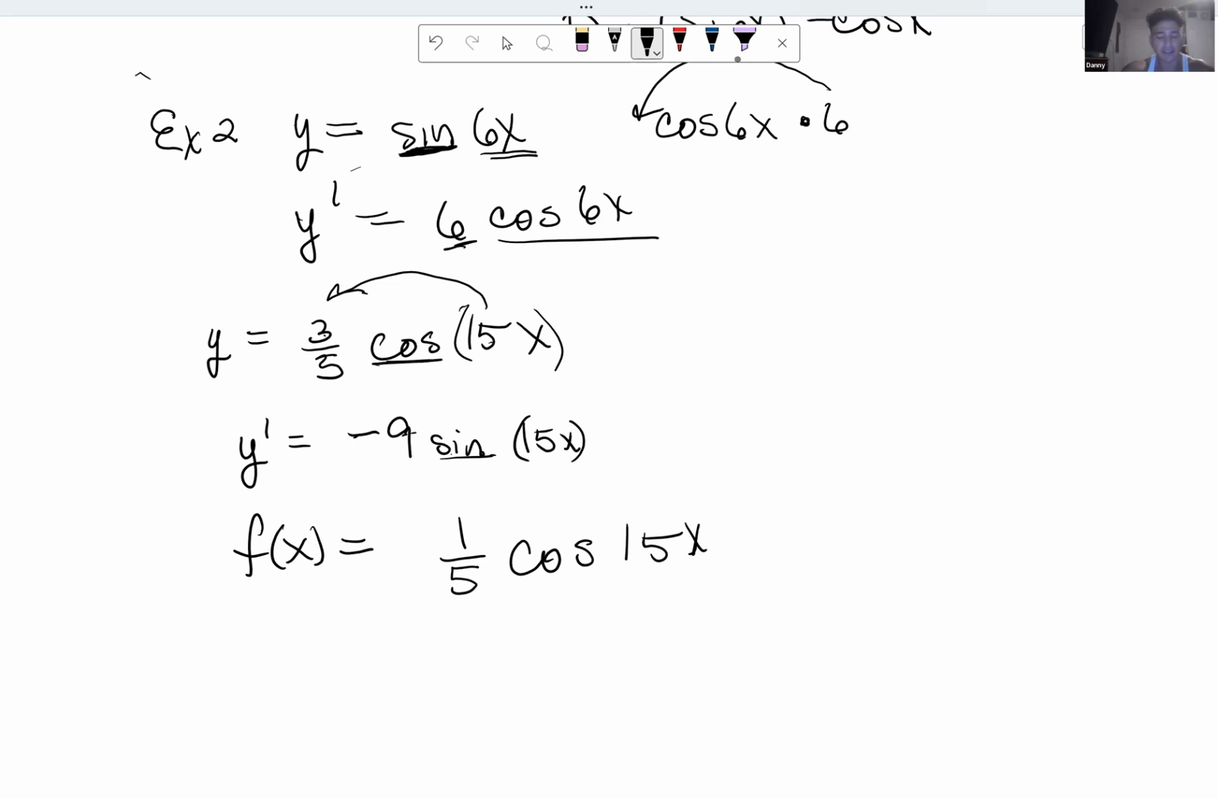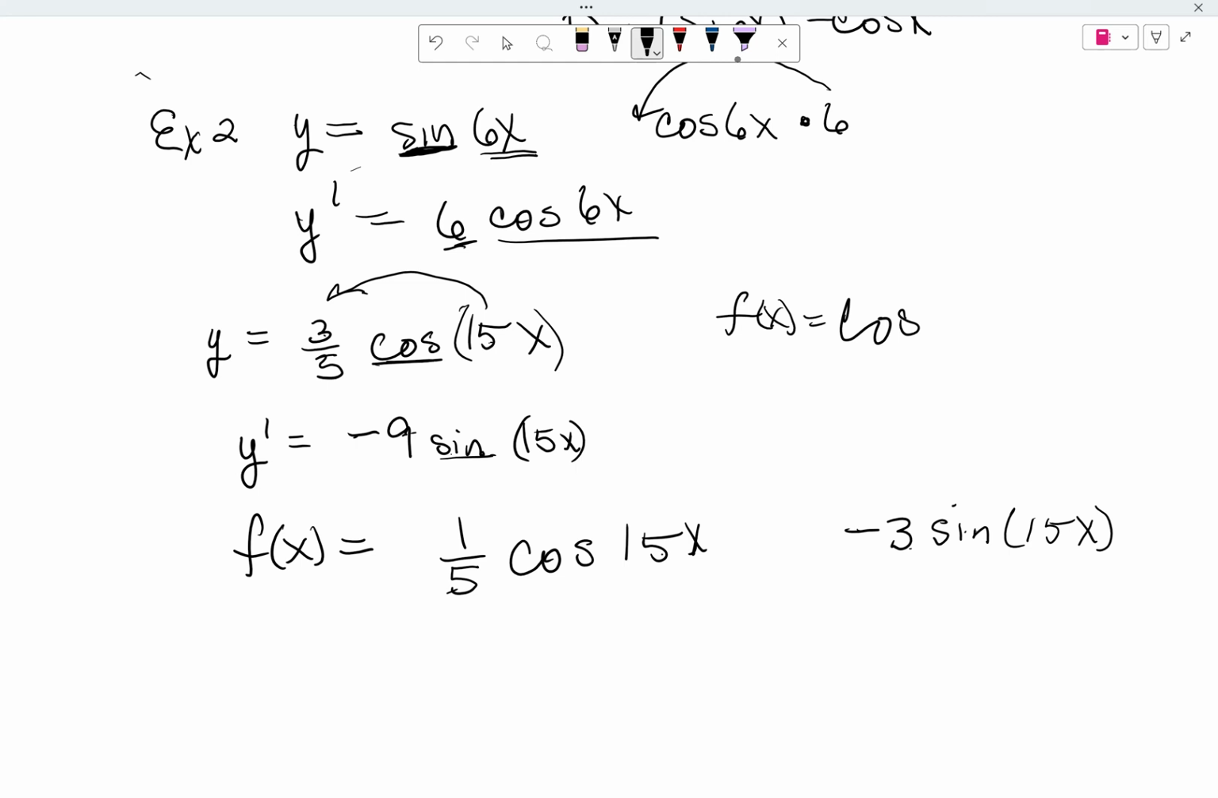Got 3 sine 15x. Yeah, so this is going to be negative, right? -3 sine, because it's negative sine. Negative sine times 3. So 5 goes into 15 3 times, 3 times 1 is 3. But it's negative sine, and then obviously the 15x stays. Because if cosine is the function, this is your f of x, cosine x, the first derivative of cosine x is going to be negative sine of x.